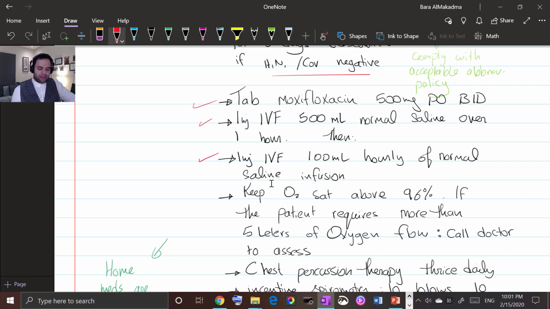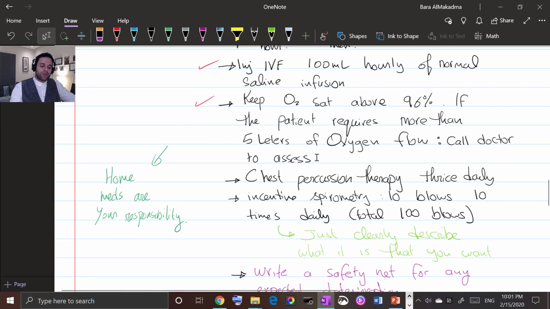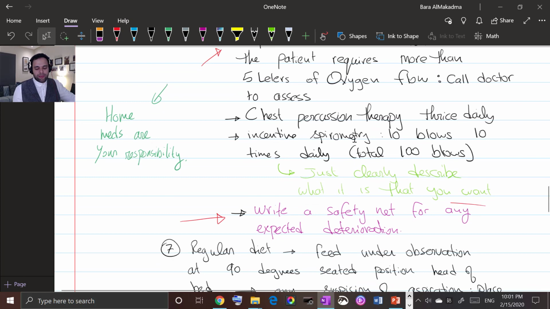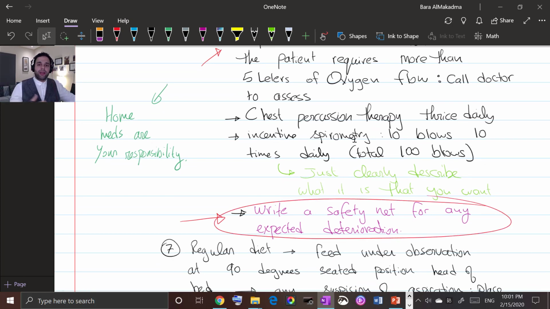And injection IV fluids as a bolus and as maintenance should be clearly mentioned in 2 separate lines. And then a safety net in terms of O2 saturation, which is the only thing I'm prognosticating might drop in this patient who's otherwise stable. Otherwise, you can write a clear safety net as to what kind of deterioration might happen, when to, for example, activate a rapid response team, etc. Chest percussion therapy, incentive spirometry, all the things that the patient might need. So whenever you're writing treatment, it's pharmacologic, interventional, and non-pharmacologic treatment. Always mention the 3 categories.